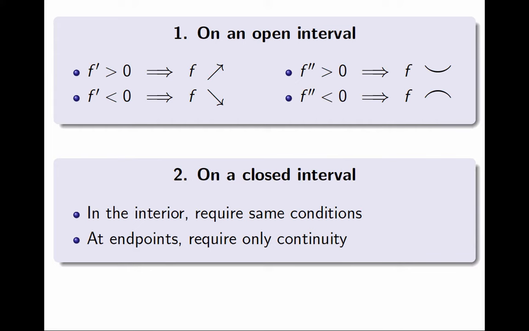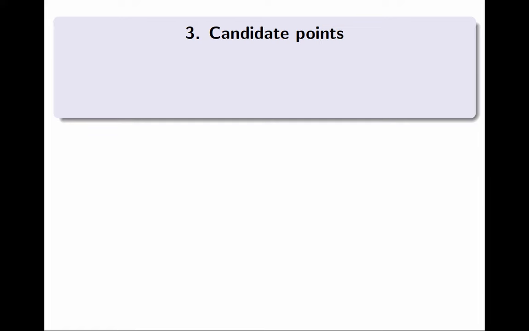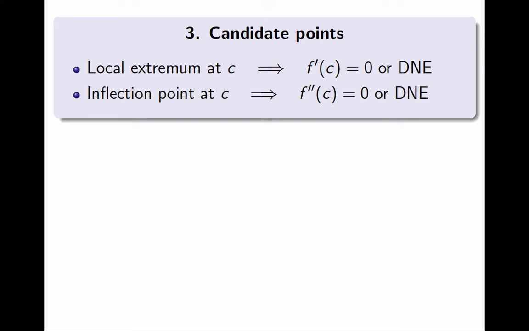And finally, some points are candidates to be special points. At a local extremum, the first derivative must be 0 or not exist. At an inflection point, the second derivative must be 0 or not exist. Notice that it does not go the other way around. For example, if the first derivative is 0 or does not exist, I cannot conclude we have a local extremum. That is why I call these points candidate points.